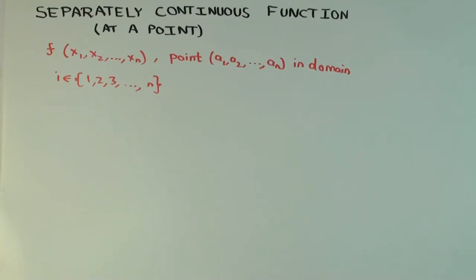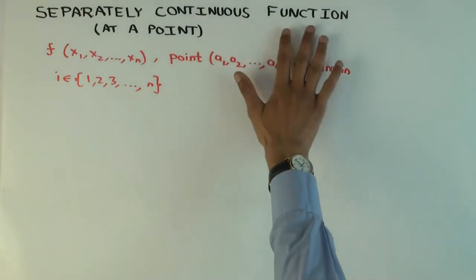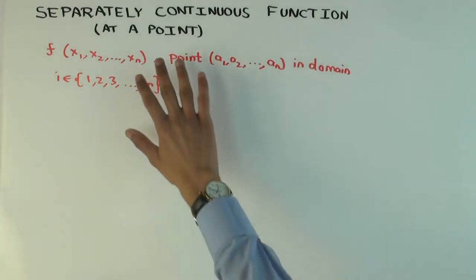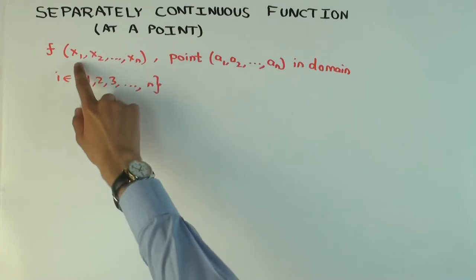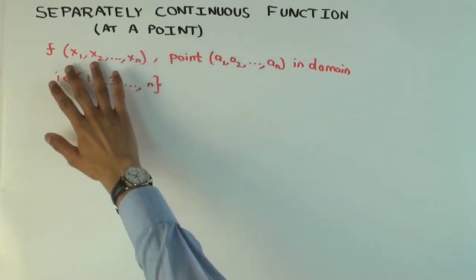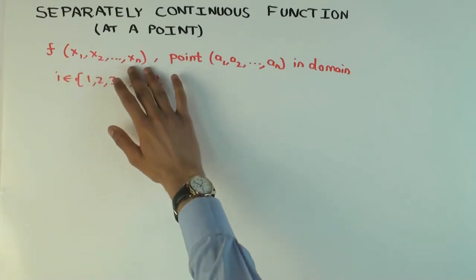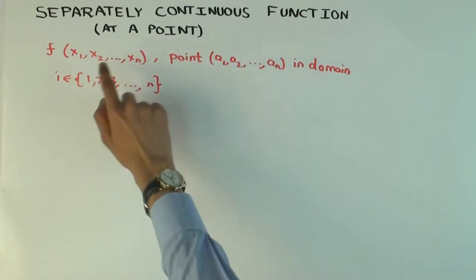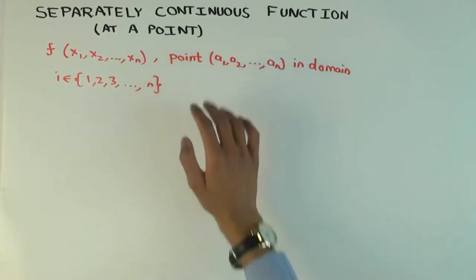So in this talk, I'm going to define the notion of separately continuous function for a function of multiple variables. The notation is a little different from that for two variables because I'm using subscripts for the different inputs. So the function of inputs x1, x2 to xn, there's a point a1, a2, an in the domain. So this is x1 is a1, x2 is a2. So this is an actual point, it's actual numerical values.